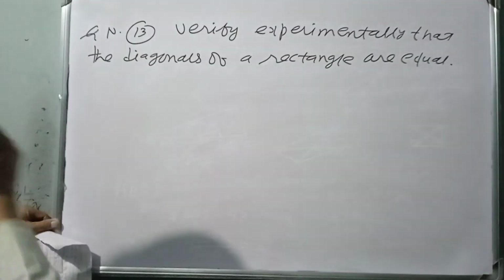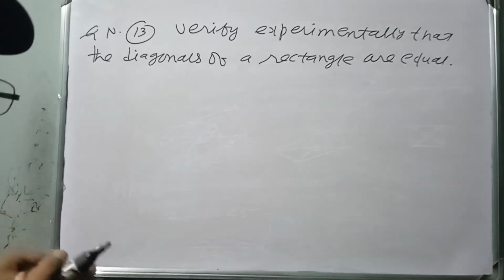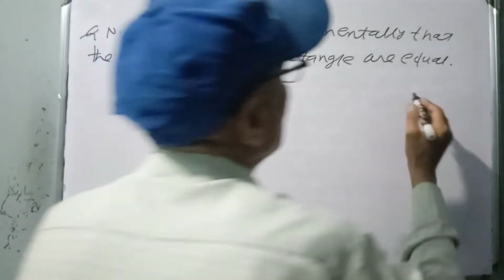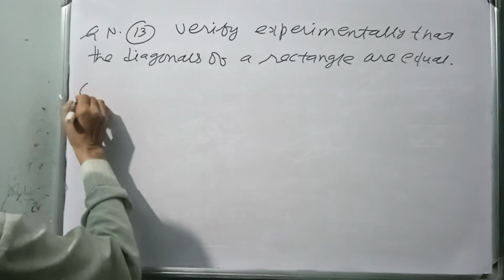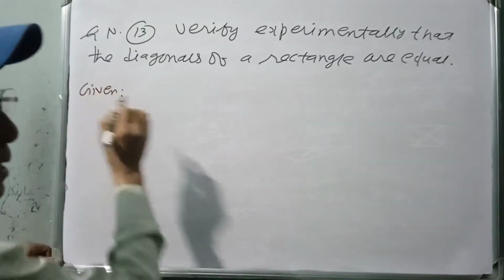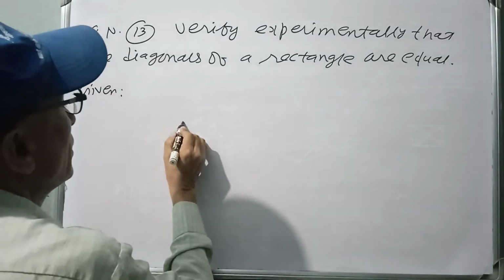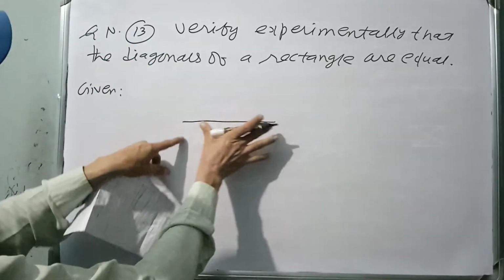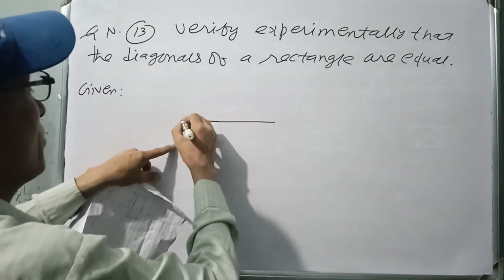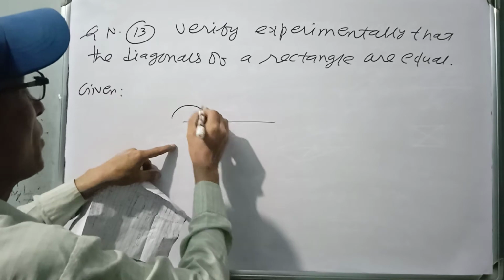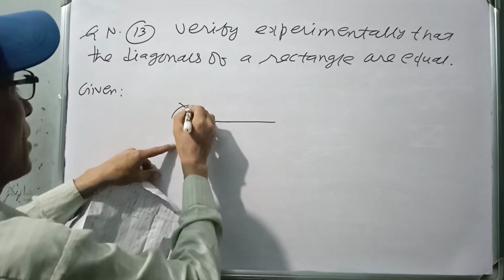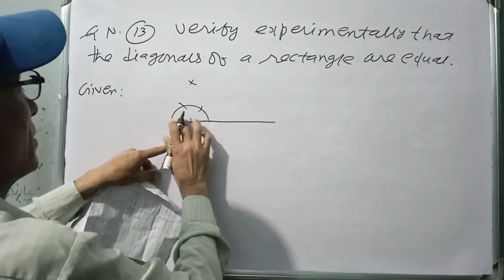What is the given condition? How to verify it? Make two rectangles, at least two rectangles. The given condition is this: make two rectangles. How to make? Take a certain length, and make an angle of 90 degrees.